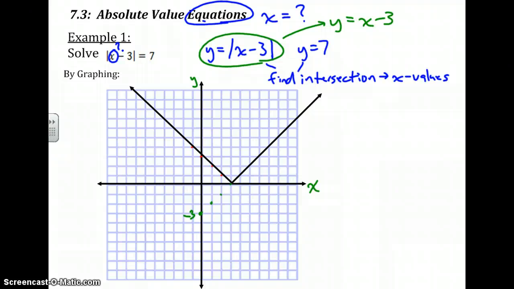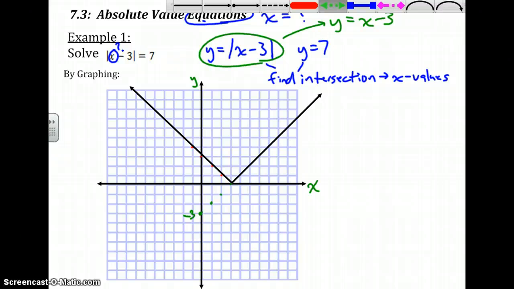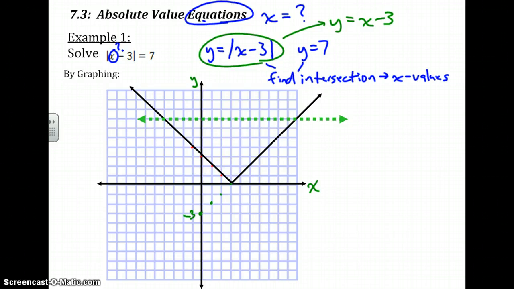What we want to know is, when are the values of y equal to 7? So we can just graph a line across there of y equals 7. It's 1, 2, 3, 4, 5, 6, 7. Here's the line y equals 7, and we find where it intersects. It intersects over here at 2, 4, 6, 8, 10. So this point is (10, 7), and this point is (-4, 7). So what are the x values that make this equation true? The x values are x equals 10 or x equals -4.